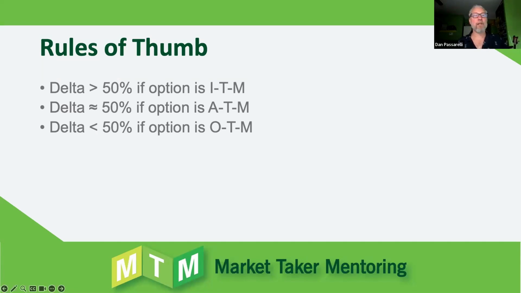So the answer is, it depends. But generally speaking, and almost always, the exactly at the money call is going to have a delta greater than 50%. Now, I kind of alluded to this earlier. It has to do with the interest rate.